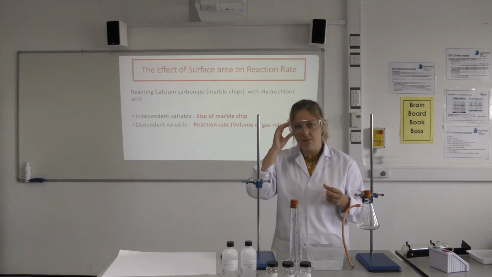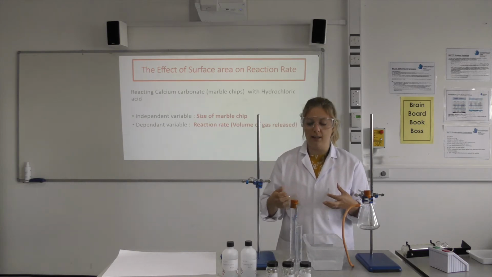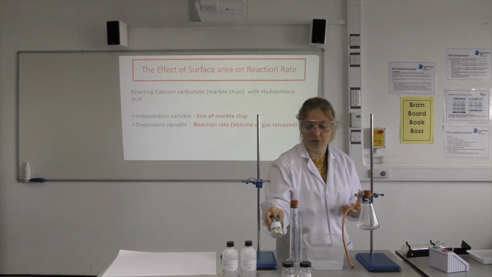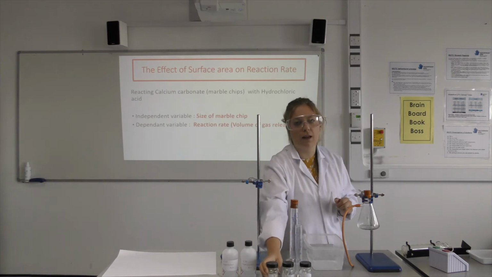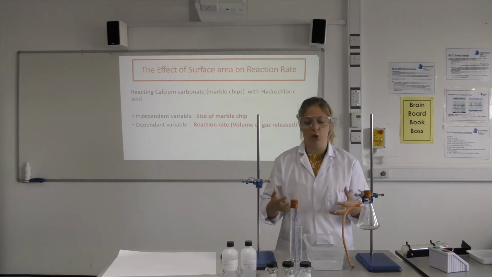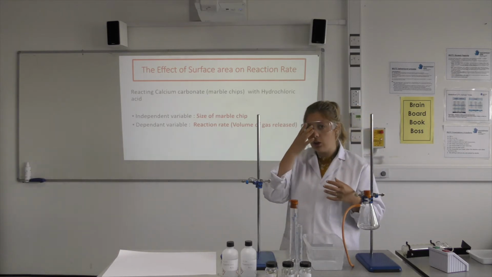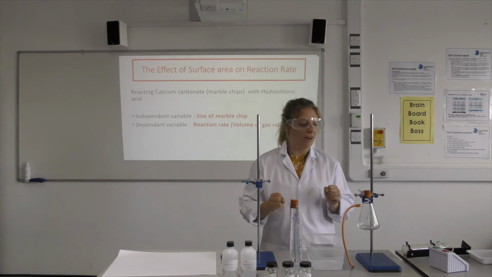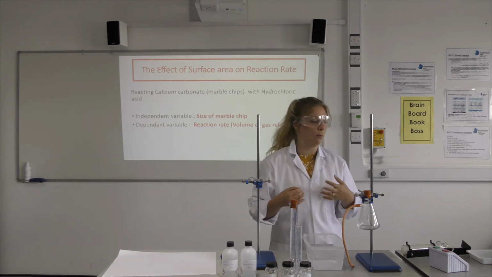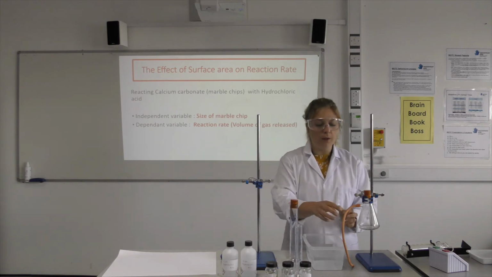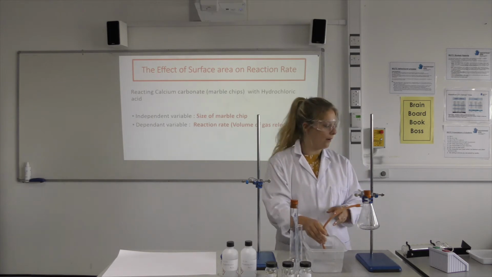Now remember, there are different ways you can measure reaction rate. You can look at the rate that the reactant is used up, for example the mass of marble chip before and after. Or we could look at the rate that the product is produced. The product that's being produced is going to be a gas, so we're going to look at the volume of gas. There are two ways that you need to know about in order to measure volume of gas. The one that we're going to use in our method today is using a water trough, so you'll see that throughout our experiment.